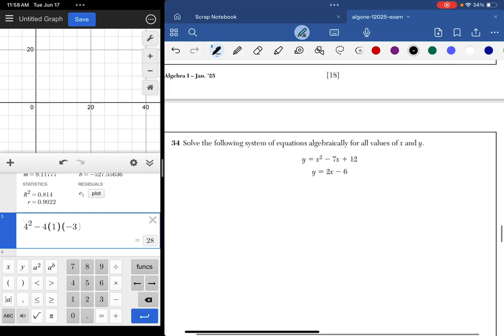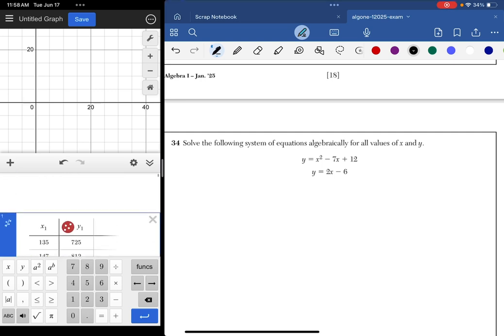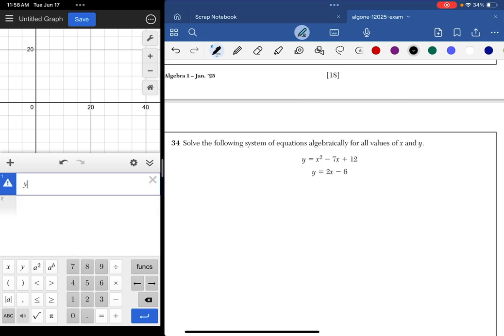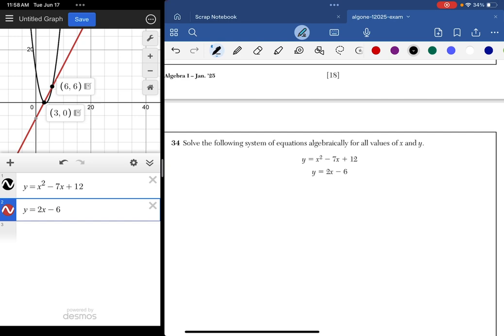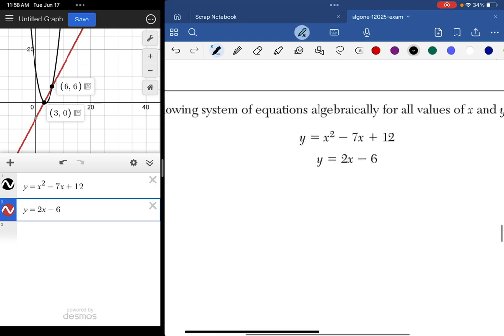All right, number 34, solve the following system of equations. Whereas that one problem we could do it with substitution or elimination, here we kind of need to do it with substitution. However, we can put it in the calculator and at least know what the answer is supposed to be. So I'll put them both in. All right, so there are my intersections, 3, 0, and 6, 6. So that tells me what I should get as a final output.